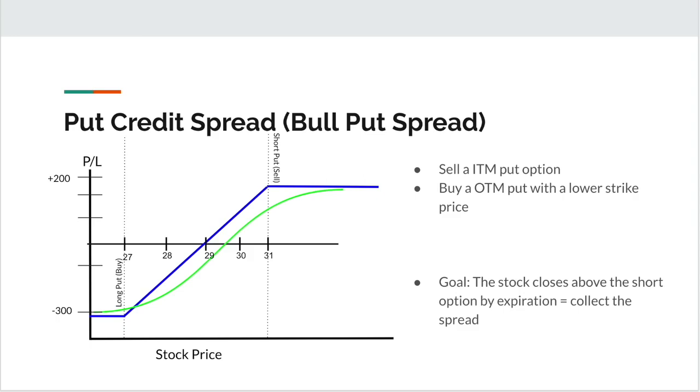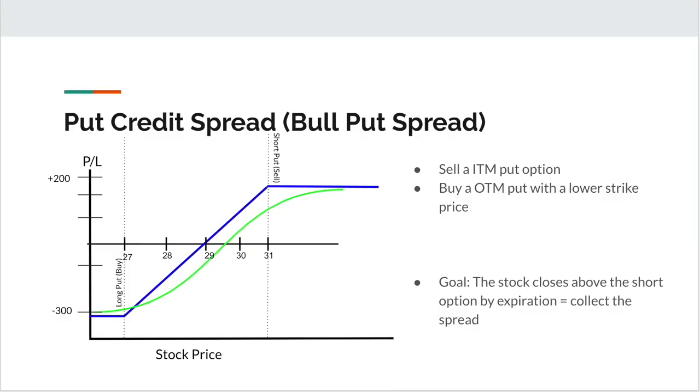Either one works. The put credit spread, as I call it, is a strategy that consists of selling one in the money put option and buying an out of the money put with a lower strike price. So the put option you're going to sell is going to be deeper in the money than the one you're going to buy. The reason why is because here you're trying to collect a credit.